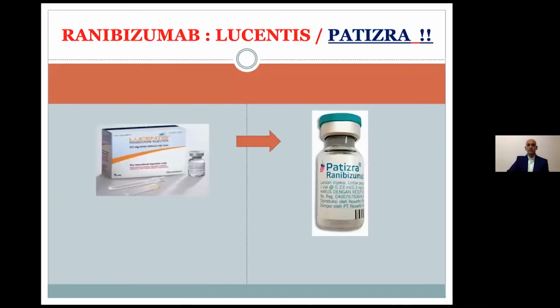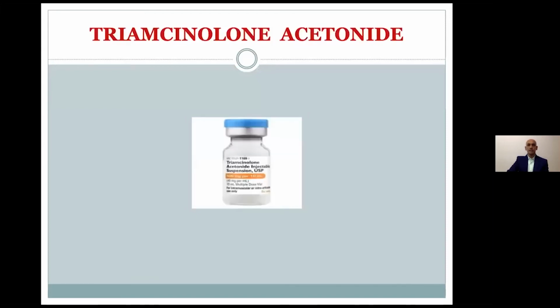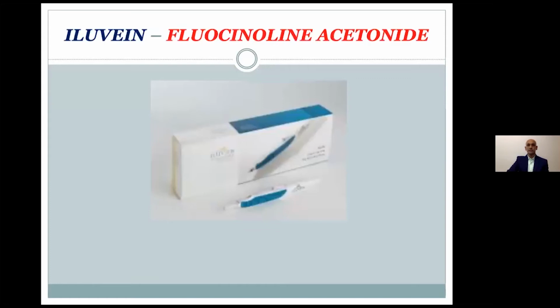Ranibizumab, which is Patisiran now, has been FDA approved and in use since 2005 or 2006. Avastin is a non-FDA approved molecule, bigger in size, but still the most widely used. Steroids are like triamcinolone and dexamethasone implants. These act for long, like 2 to 3 months, but they have their own side effects. Iluvain, or fluocinolone, is the longest acting steroid.